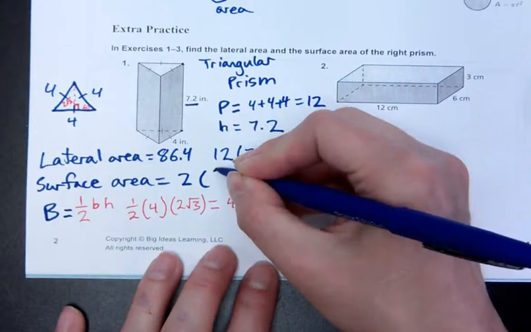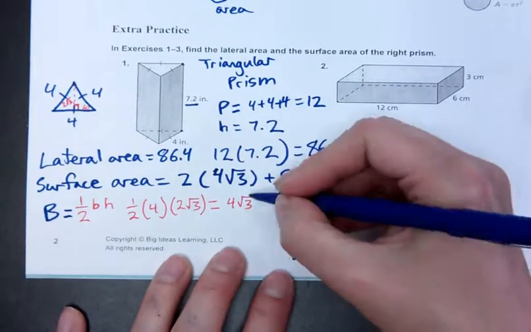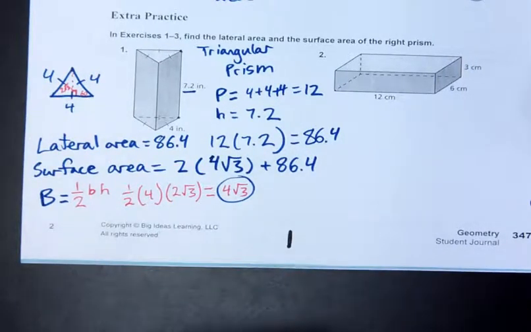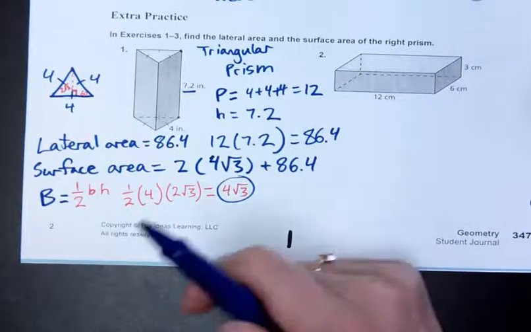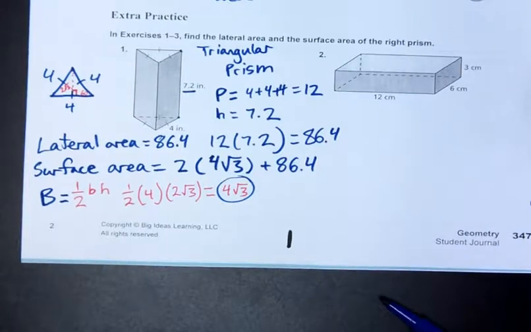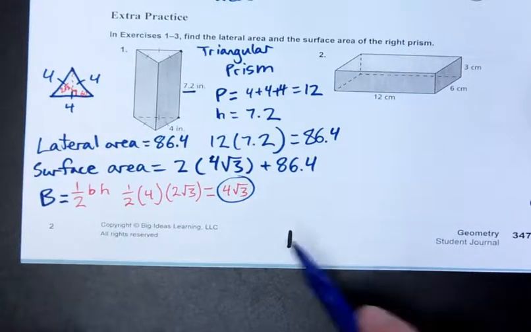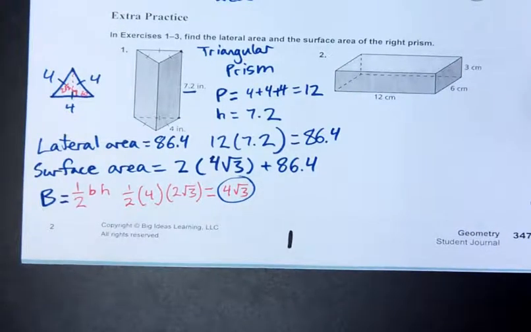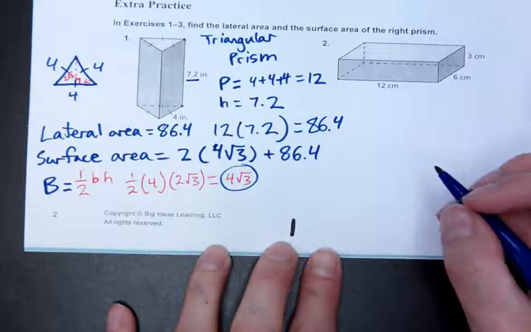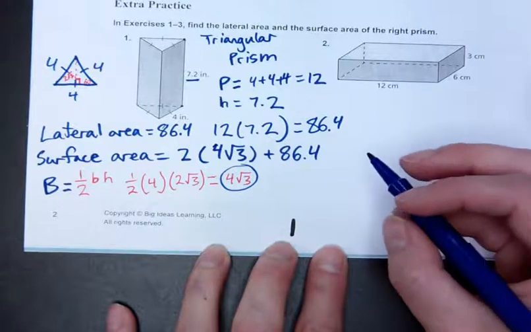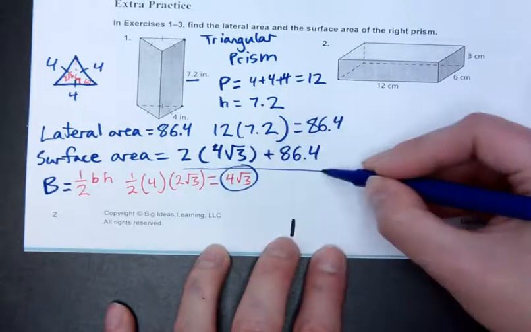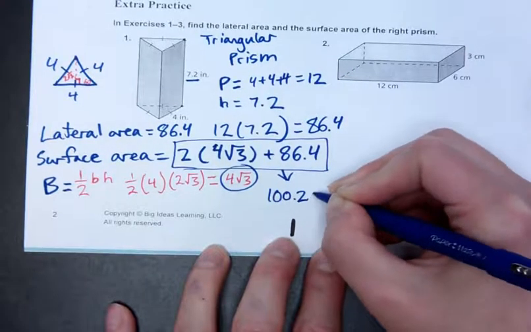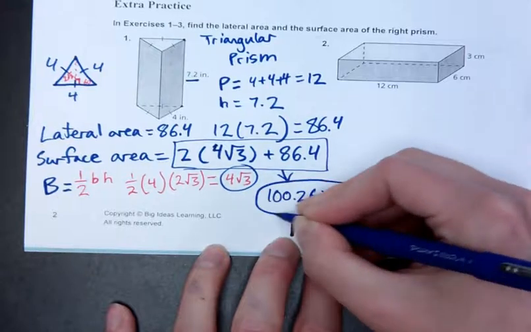And so then I write this as 4√3 since I found the area of the base. I told you no decimals, but we already have decimals here. So I think I told you wrong. I think you're going to go ahead and type it in and convert it to decimals. So who can, in your calculator, do 2 times 4√3 plus 86.4? Okay, well, I'm not reading it. So we have this, which goes to 100.26 inches squared.